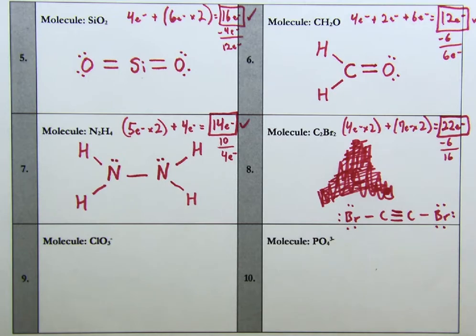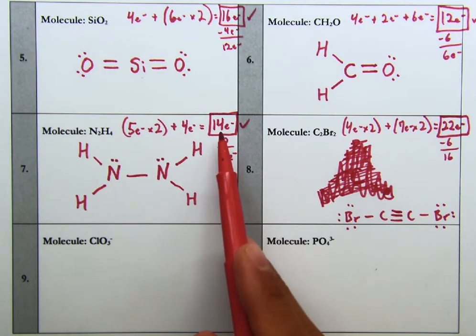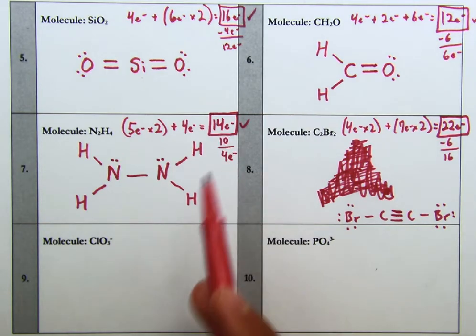Now, the last two I want to mention both have charges. They're both ions. When you have an ion, that means that it has either gained additional electrons or lost electrons. You need to take that into consideration when you're counting the total number of valence electrons that you have.